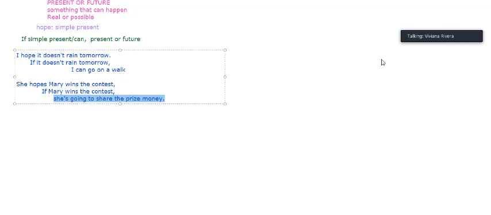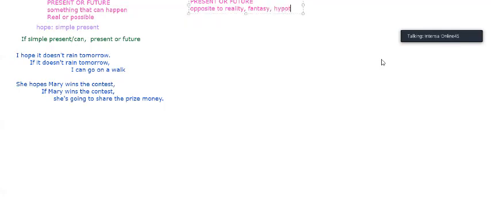Now, still talking about present or future, we have present or future that is not possible. A situation that is opposite to reality, a fantasy, or something hypothetical, that is unreal, not possible. When we use wish, we always use simple past, or modals, or simple past, or we use could, or would, or might.